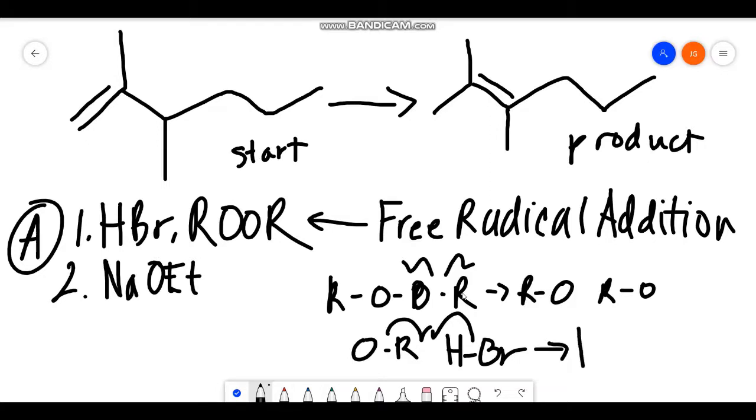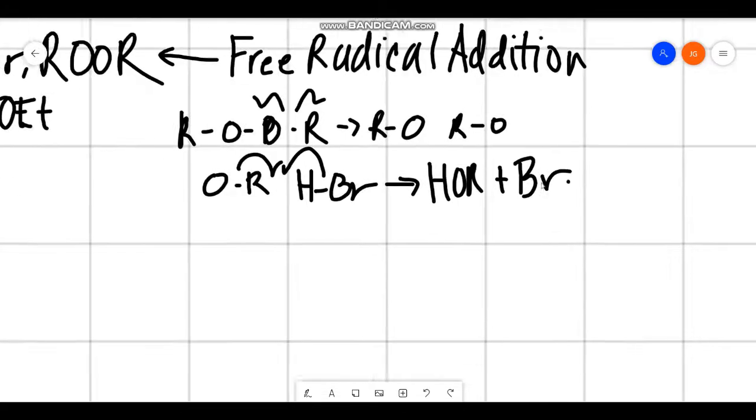So you're going to get HOR and a free bromine atom, not bromide. There's no negative charge on this bromine. It is a bromine radical. You're going to see 7 valence electrons here, and I have this dot to show that there is a free radical.